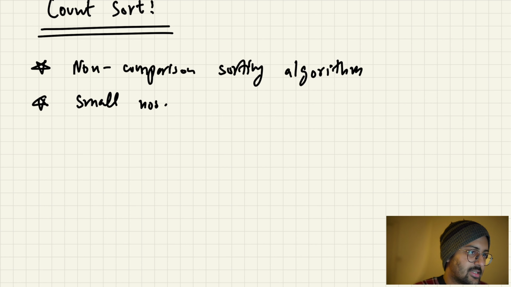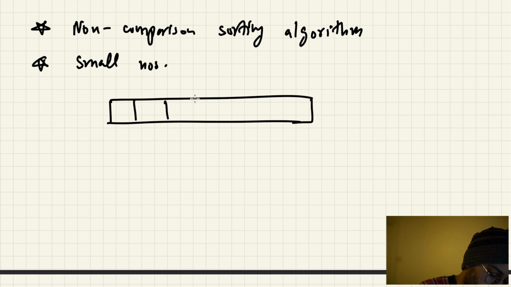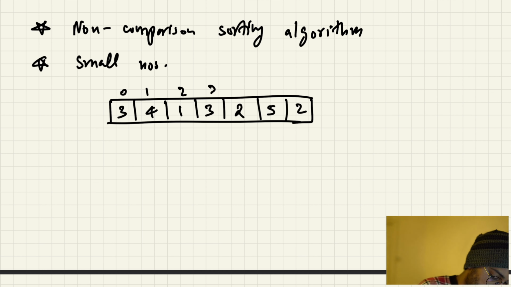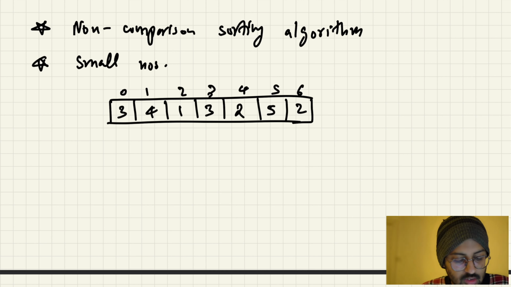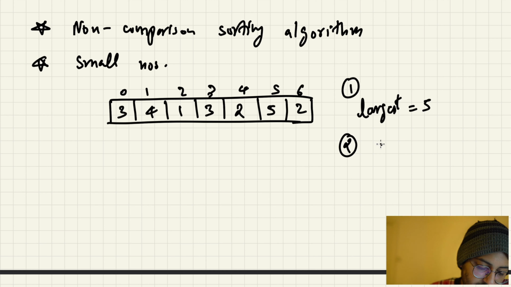The basic idea of count sort is very simple. Let's say you want to sort an array, and the array is something like this. Again, remember, small numbers only. Let's say the array is 3, 4, 1, 3, 2, 5, 2. These are the indices. First of all, I'm going to find the largest number in this array. The largest number is equal to 5. That's step number 1. Step number 2 is I'm going to create an array of size largest plus 1, so of size 6.